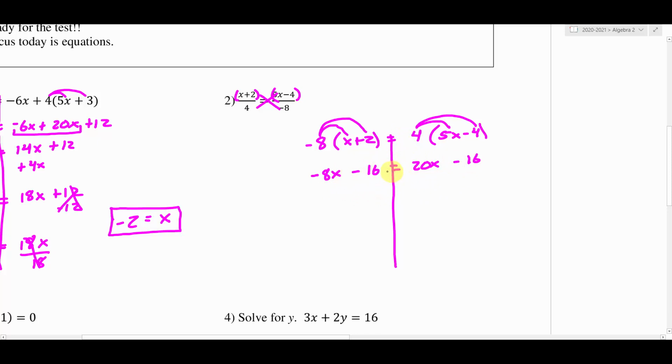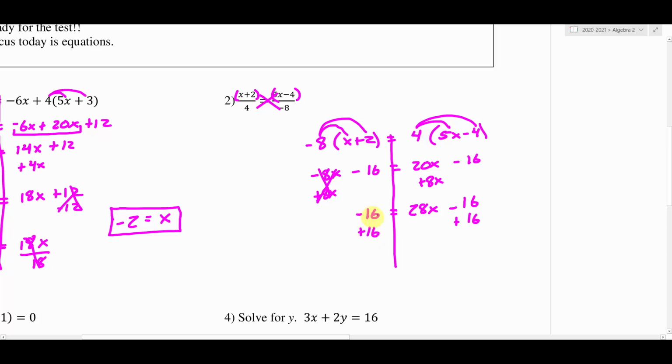Okay? And this is that stage again where you have a lot of choices. You can move anything you want here. I always start with an x term, so I'm going to move the x's to the right hand side just like I did over here. So I'm going to add 8x to both sides. So those cancel. We get negative 16 equals, this will be 28x minus 16. Okay. And then I'm going to add 16 to both sides.